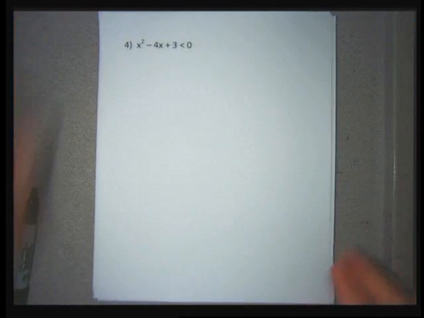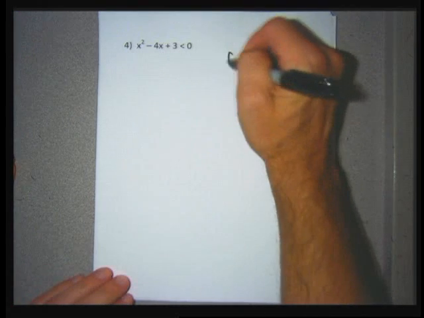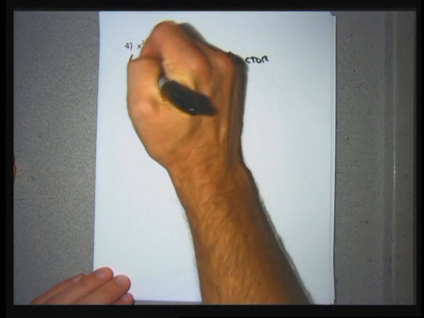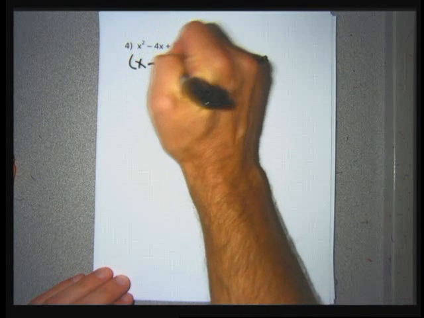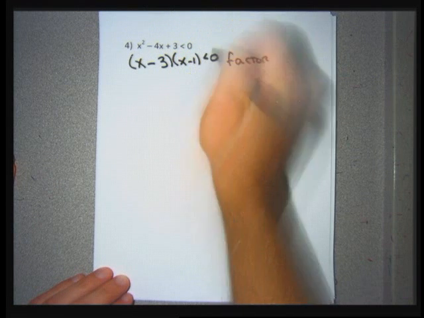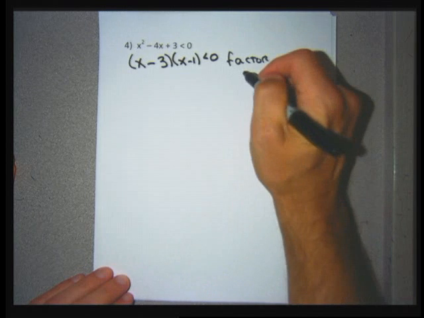So same deal. First step is to factor. Easy factoring for all these problems. There's no bottoms up factoring. This factors into x minus 3 times x minus 1 is less than 0. Now I'm going to create my two scenarios.